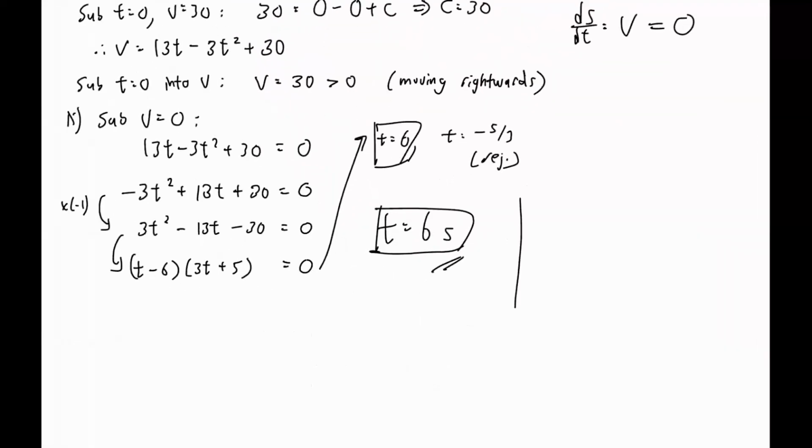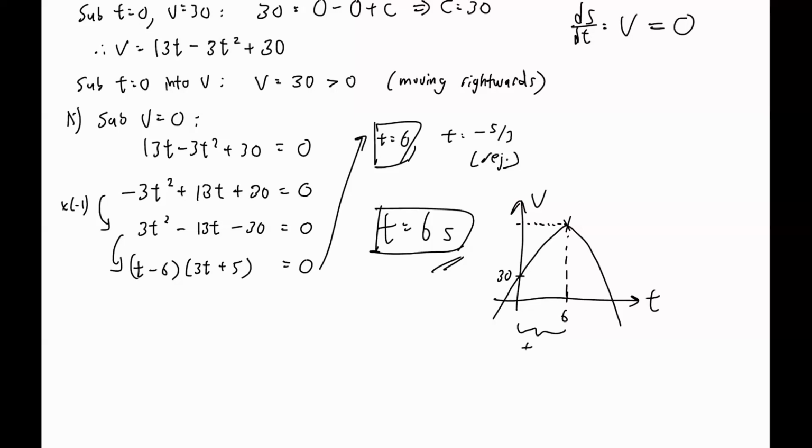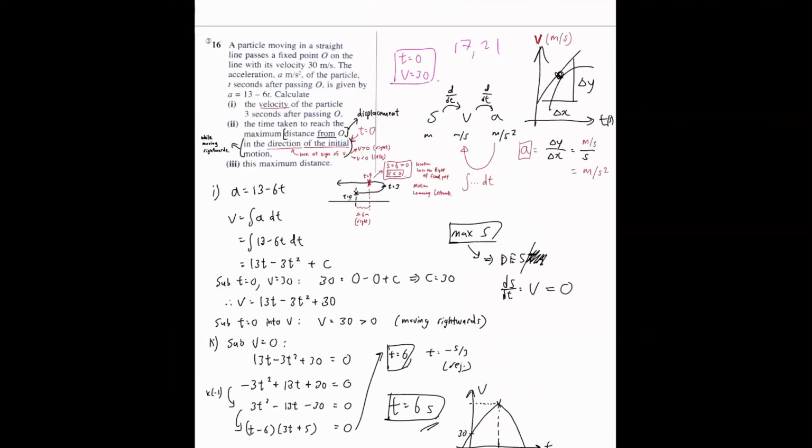Maybe a quick sketch of this curve would be something like this. This is V against T. So what we'll have is a y-intercept of 30, it goes up and then goes down. This occurs at t equals 6, the maximum point. Okay, good. So they're asking how long it takes, the time taken to reach the maximum point. Seconds. Good. That is part 2. Let's move on. Part 3 now. This maximum distance.